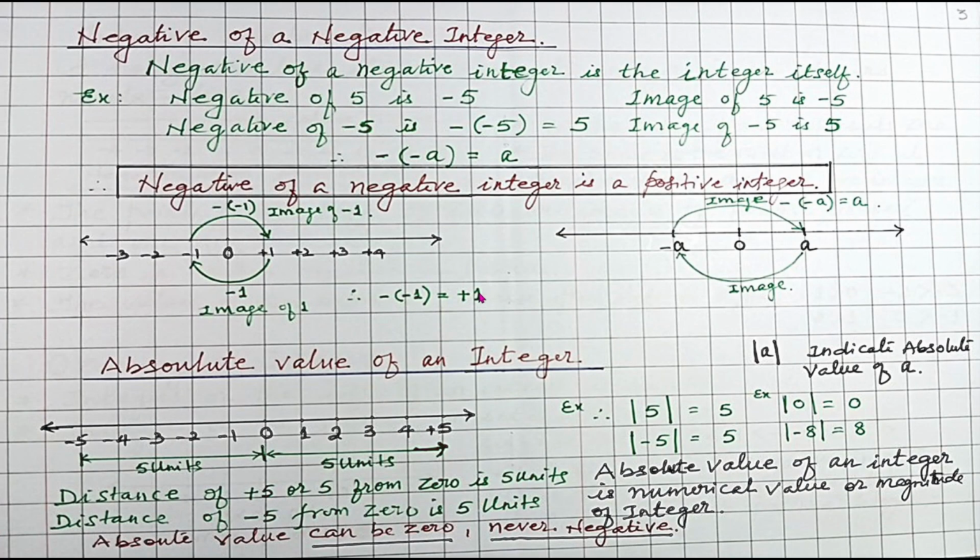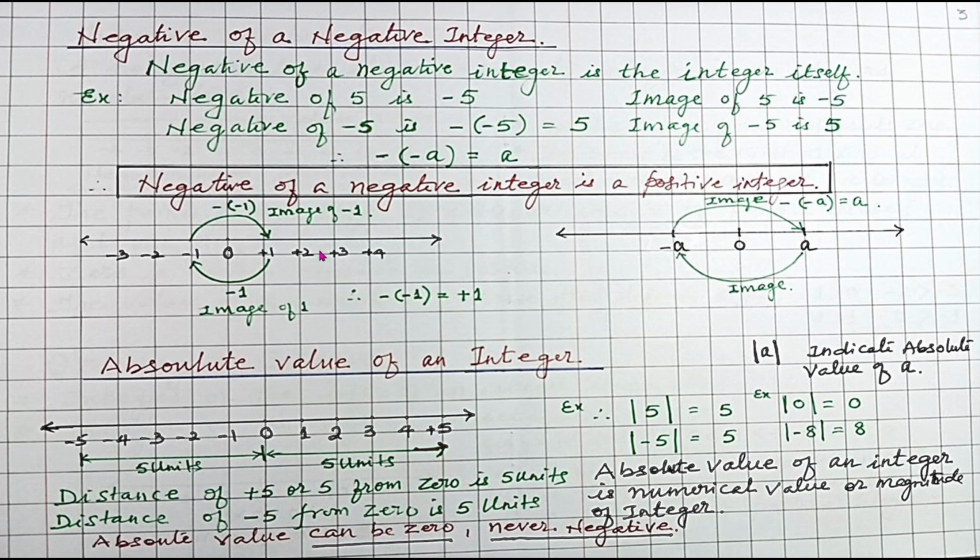Now let us learn the next property of integers, that is the negative of a negative integer. The negative of a negative integer is the integer itself. Let us understand this. The negative of 5 is -5. Rather, -5 is the image of 5. The negative of -5 is minus of -5, that is 5. That is, the image of -5 is +5. So therefore the image of 5 is -5, and the image of -5 is +5. Therefore the negative of a negative integer is the integer itself.